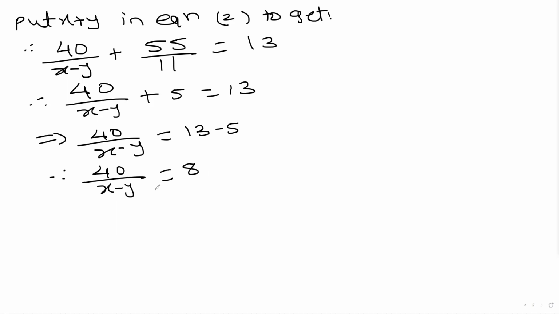Now what do we do? Cross multiply. So you get 40 divided by 8. 8 will go to the denominator on the other side, and x minus y will go to the numerator on the other side. So you get 40 upon 8 is equal to x minus y. Therefore, x minus y is equal to how much? 5. But do you need x minus y and x plus y, or do you need the actual values of x and y?